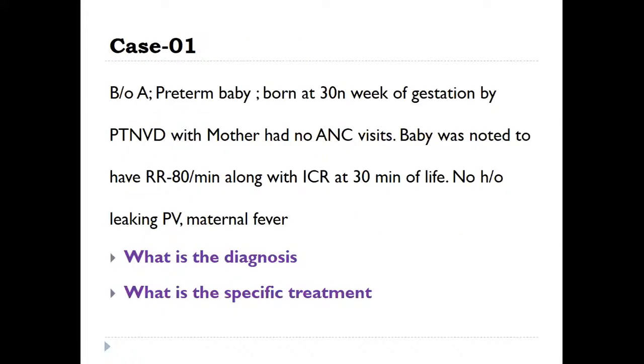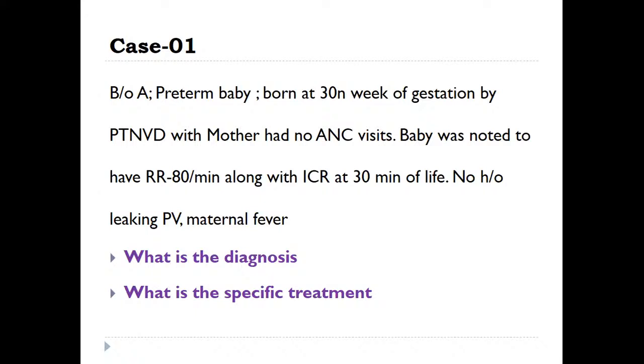So the first case scenario: a preterm of 30 weeks of gestation born by preterm vaginal delivery, with the mother having no antenatal visits and no steroids. After the delivery, the baby has respiratory distress with intercostal retractions. However, the mother doesn't have any sepsis risk factors. So what is the diagnosis? This is a straightforward case: preterm without any antenatal steroids, no risk factors for sepsis. It could be respiratory distress syndrome.